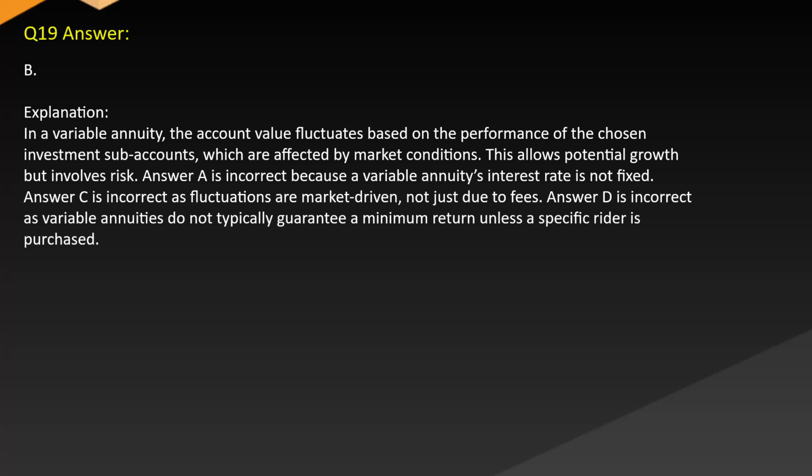Answer: B. Explanation. In a variable annuity, the account value fluctuates based on the performance of the chosen investment sub-accounts, which are affected by market conditions. This allows potential growth but involves risk. Answer A is incorrect because a variable annuity's interest rate is not fixed. Answer C is incorrect as fluctuations are market-driven, not just due to fees. Answer D is incorrect as variable annuities do not typically guarantee a minimum return unless a specific rider is purchased.